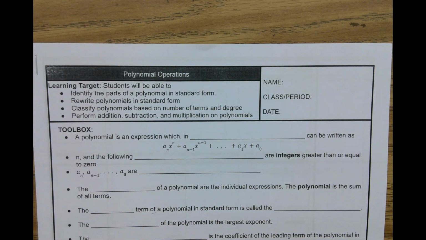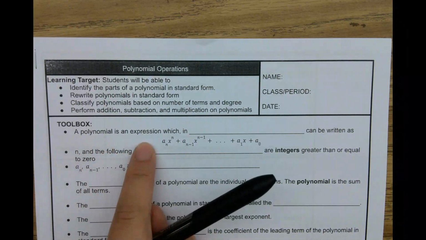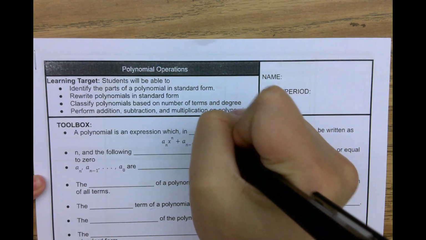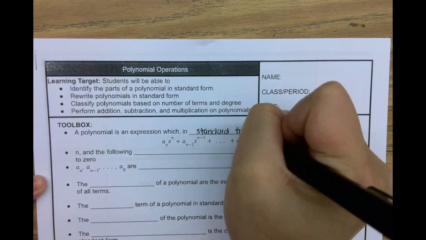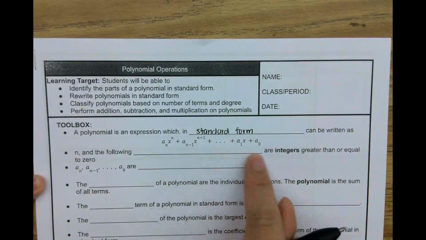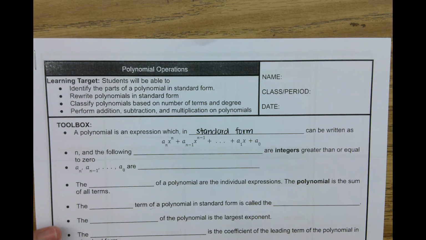Hi guys, so today we are going to learn how to classify polynomials. Okay, so starting here, a polynomial is an expression which, when it's written in standard form, can be written like this. Right? So here it looks a little bit confusing because there's a lot of letters here, but normally there'll be numbers in its place. Right?